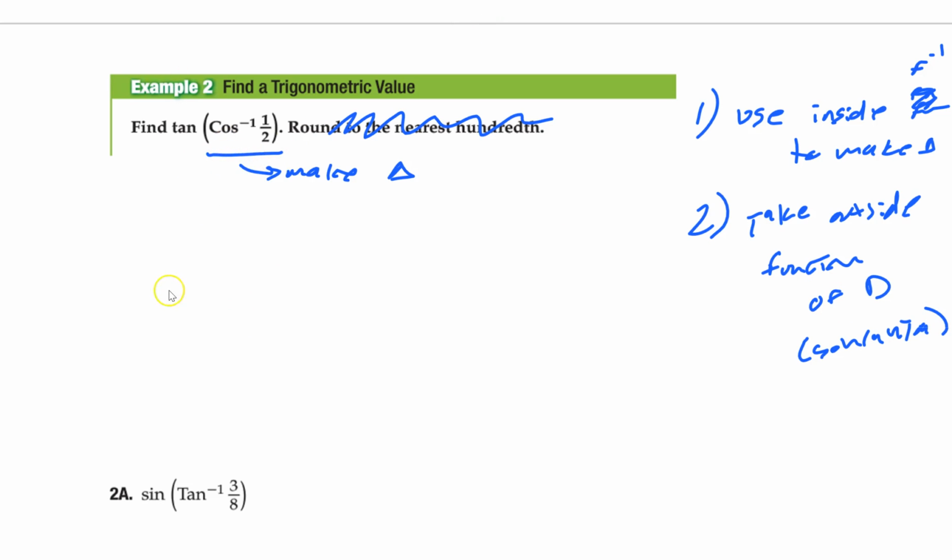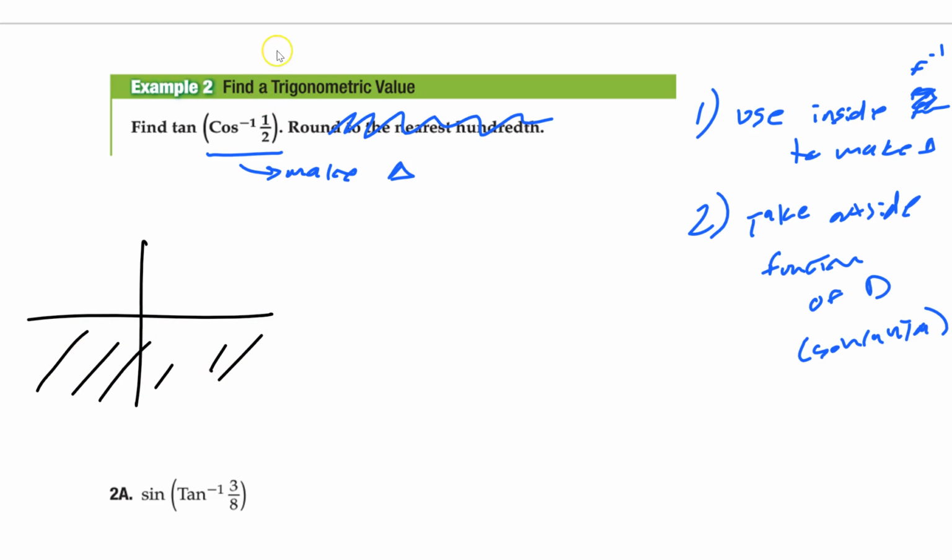So like here, cosine inverse of 1/2. Remember, cosine could either be quadrant 1 or 2. This is positive, so quadrant 1. Now in this case, I'm not going to do table, table. We're going to make a triangle. SOHCAHTOA. So cosine equals 1/2. So my adjacent's 1. My hypotenuse is 2.